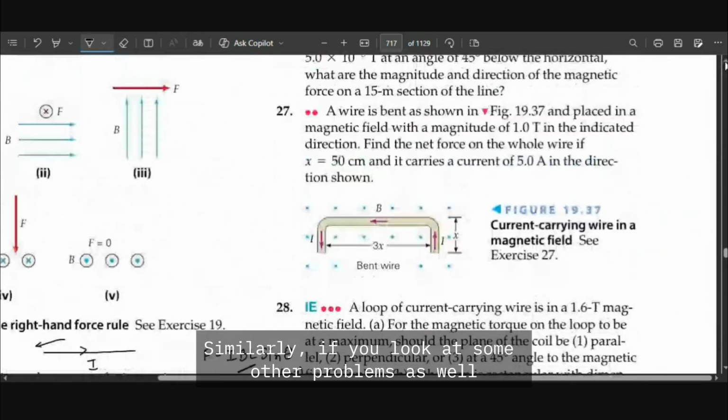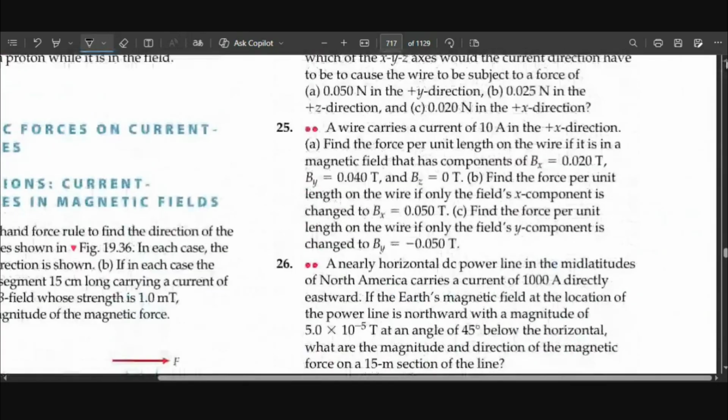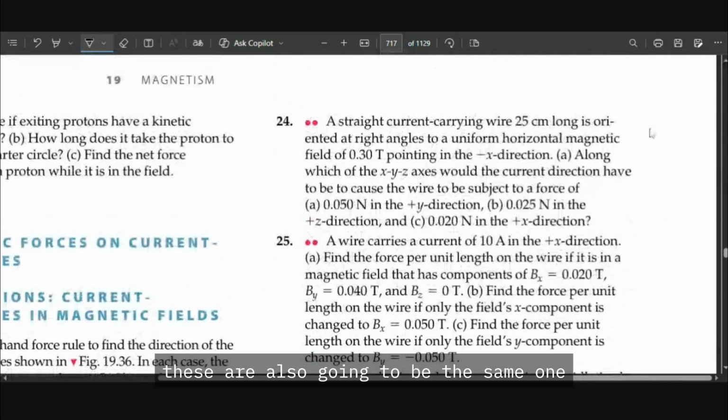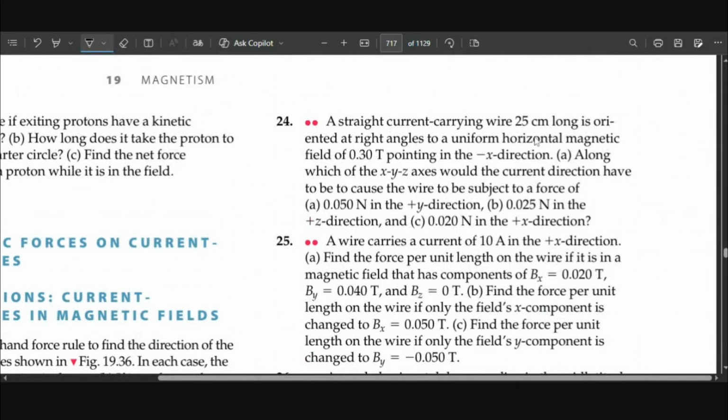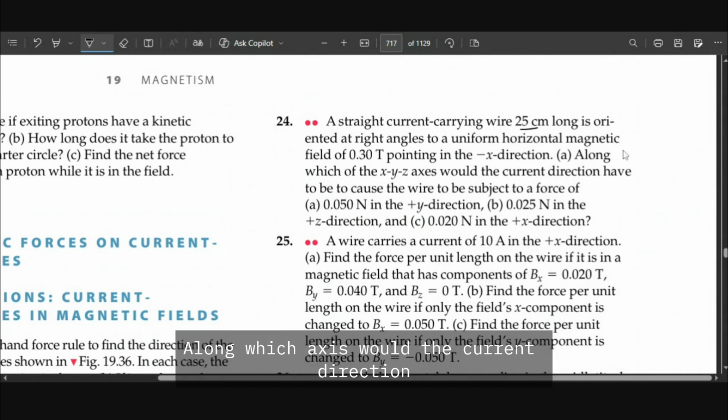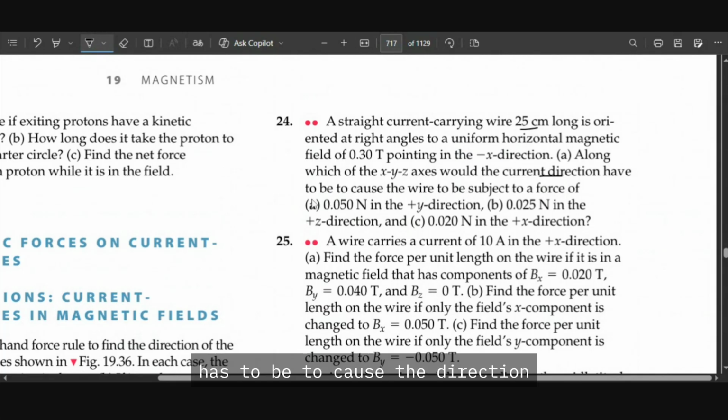Similarly, if you look at some other problems as well, these are also going to be the same one. Now in question 24 as well, you have to find out the magnitude of magnetic field is given, length of wire is given, along which axis would the current direction have to be to cause the direction subject to the force of this.